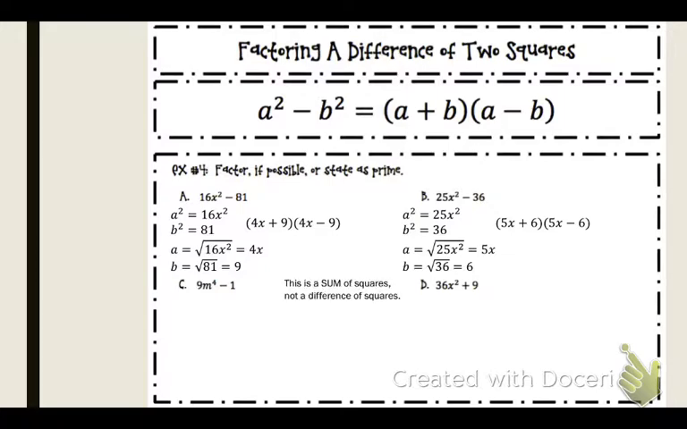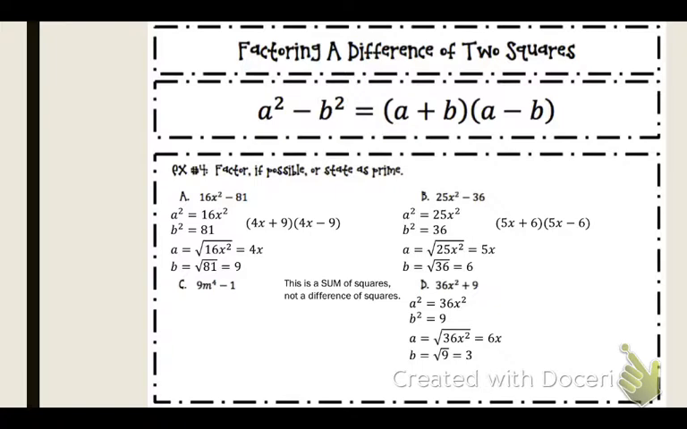Let's do D. So this is a sum of squares and not the difference of squares. And we're going to go through this a little bit later, but I want you guys to see it too. This isn't necessarily going to be on this test or anything, but I want you guys to look at it and know what we're talking about, okay? So first, a squared is still the first term. B squared is still the second term. So a squared is 36x squared, b squared is 9, which means you take the squares to get a and b, and a is 6x, b is 3.